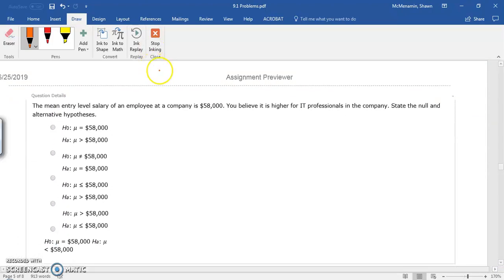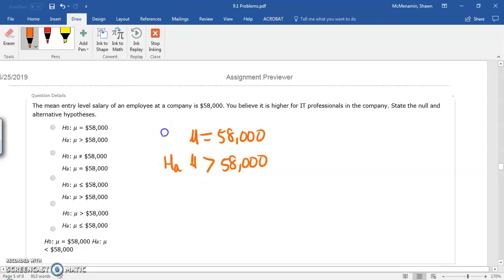The mean entry-level salary of an employee is $58,000. You believe that it's higher, so you believe that it's higher than 58,000. State the null and alternative. So this is the alternative, this is the null. Let's see what fits in. So it's this one, equals 58, greater than 58.